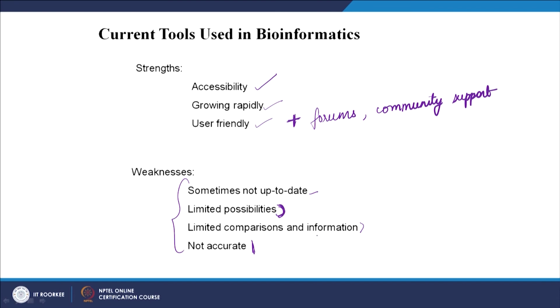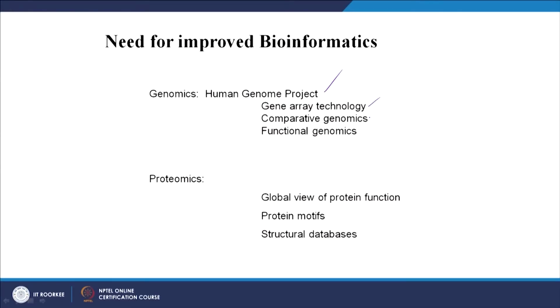So I like to think of this as room for improvement. Bioinformatics as it is right now is not set in stone. It is growing very rapidly, as it says here, and thus we are evolving very fast. This is where the room for improvement is, and this is where people are working to improve our tools. So we need improved tools for the Human Genome Project, gene array technology, comparative genomics, and functional genomics. For this we need specialized, sophisticated tools.